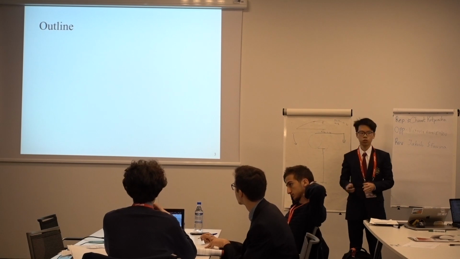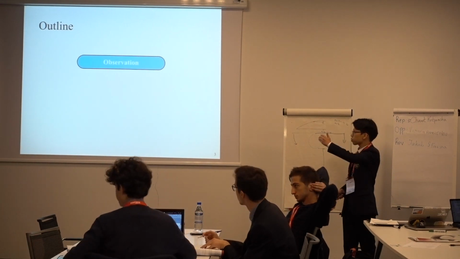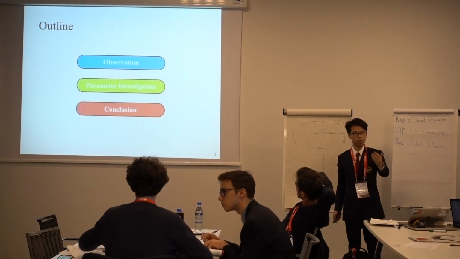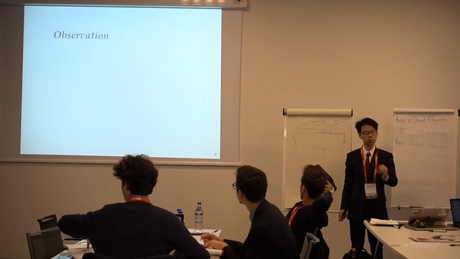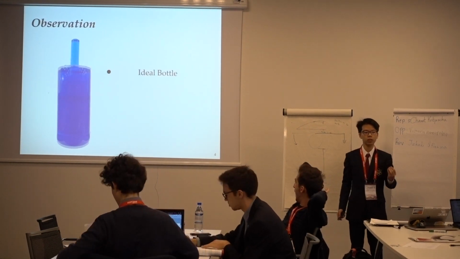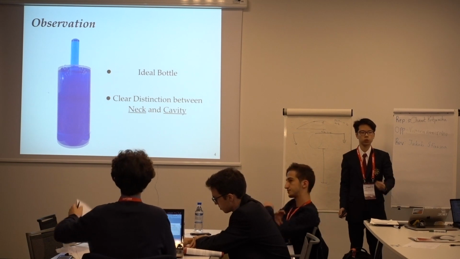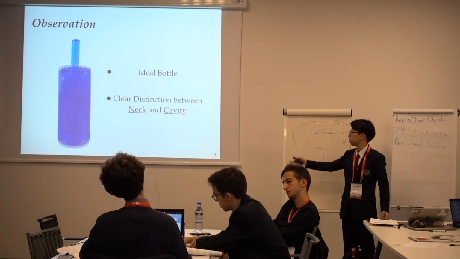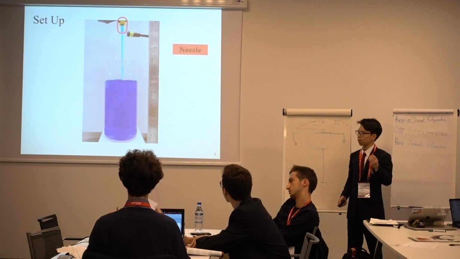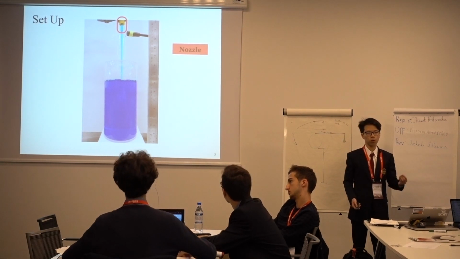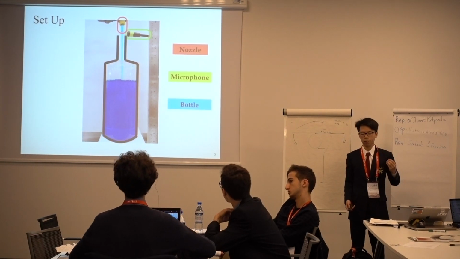So this presentation is going to have three main parts: the observation part, the parameter investigation, and then finally I'll be concluding. So for our observation part, I'm going to be using an ideal bottle, meaning that there's a clear distinction between the neck and the cavity, as you can see here. From our setup, we're going to have a nozzle, and we're going to control the flow rate with a motor, our microphone, and finally our bottle.